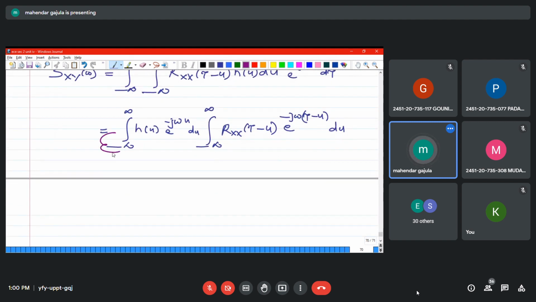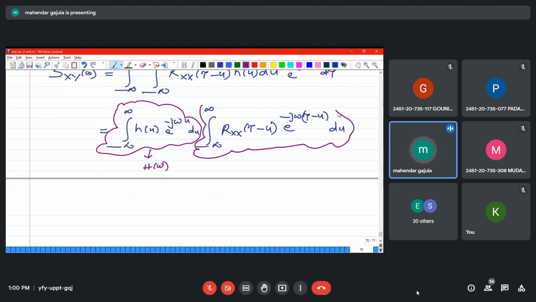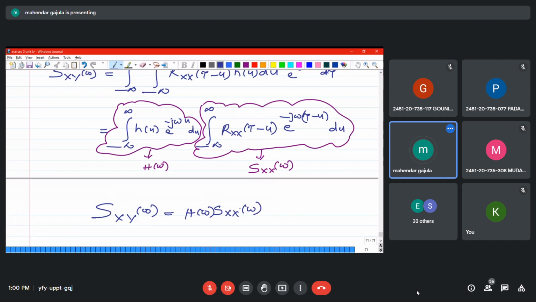This first one is H(ω). The second one is the Fourier transform of the autocorrelation function. The Fourier transform of autocorrelation gives the power spectral density. So the cross power spectral density equals H(ω) times S_xx(ω). Very simple proof.